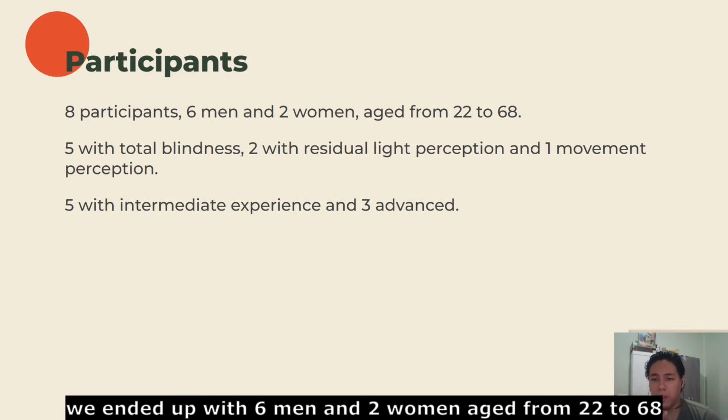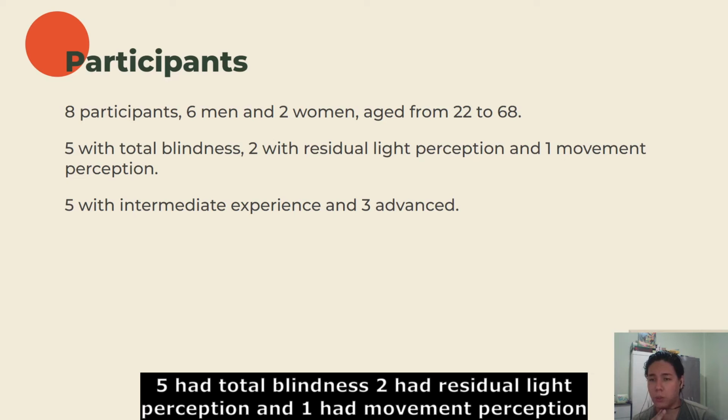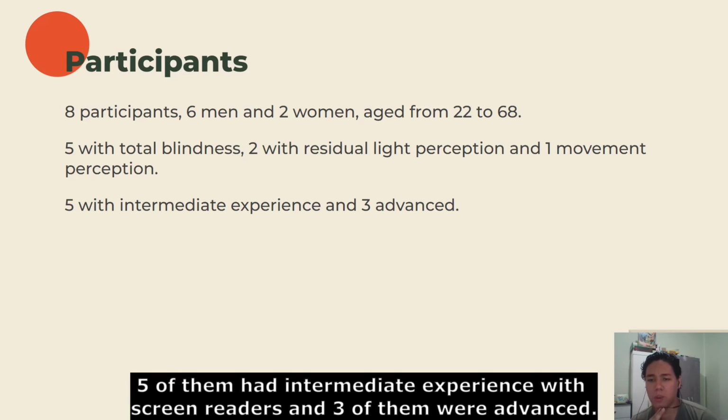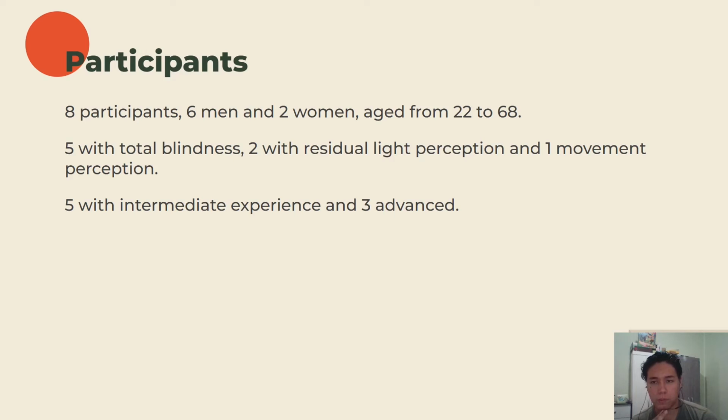We ended up with 6 men and 2 women, aged from 22 to 68. 5 had total blindness, 2 had residual light, and 1 of them had movement perception. 5 of them had intermediate experience with screen readers, and 3 of them were advanced.